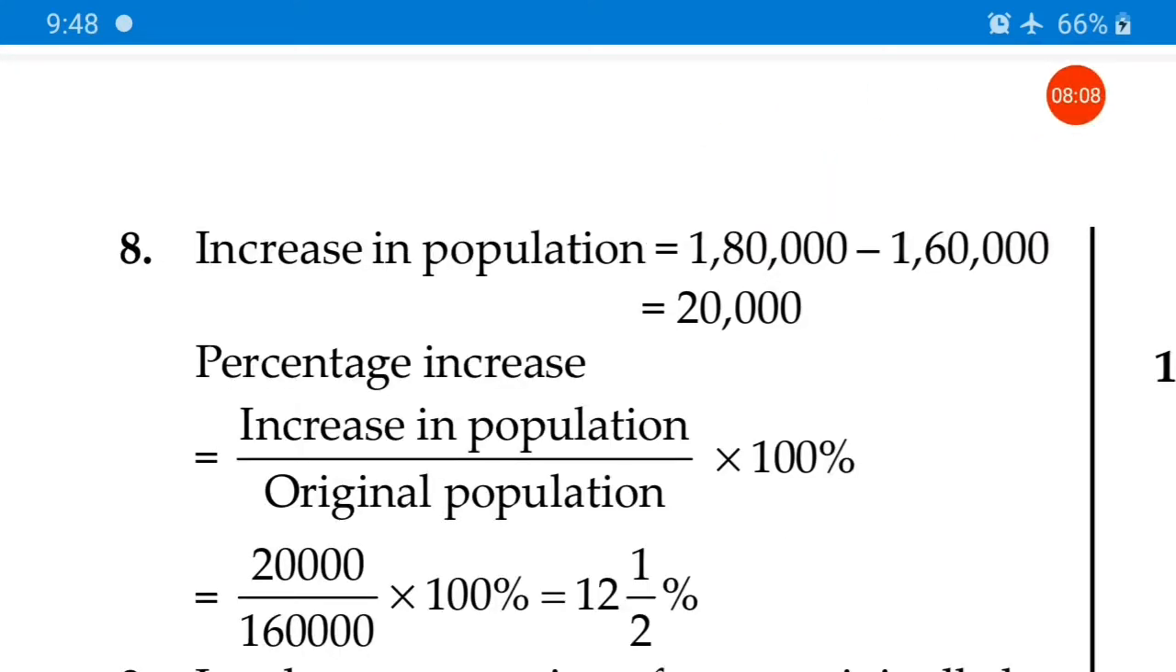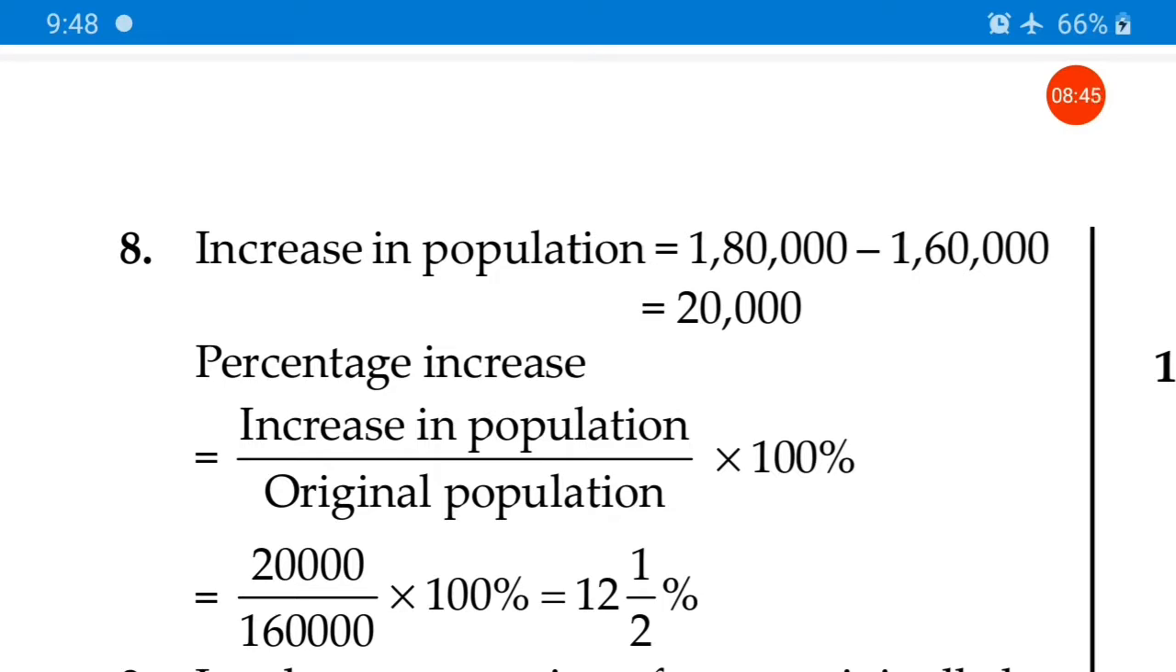Question number 8. The population of a town increases from 1,60,000 to 1,80,000 in a year. Find the percentage increase in the population of the town. So increase in population, that is 1,80,000. So here we can subtract the lower value from the higher value. So 1,80,000 minus 1,60,000. So it is 20,000 increase.